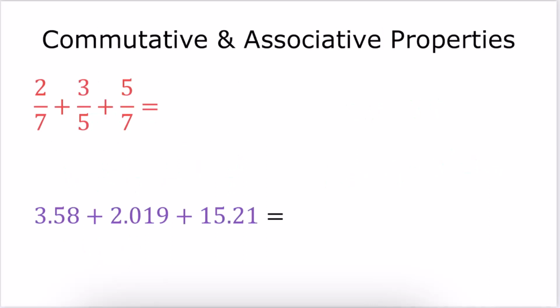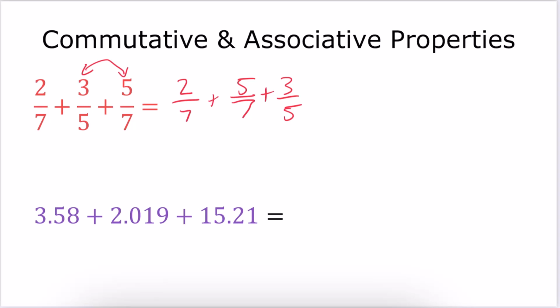So we could use the commutative and associative properties to make our addition problems a little bit easier when we're adding and subtracting fractions and decimals. For example, if I had 2 sevenths plus 3 fifths plus 5 sevenths, I may want to use the associative property to rethink this problem as 2 sevenths plus 5 sevenths, plus 3 fifths. So basically, I'm just switching these two spots, and you can teach your kids how to do this mentally.